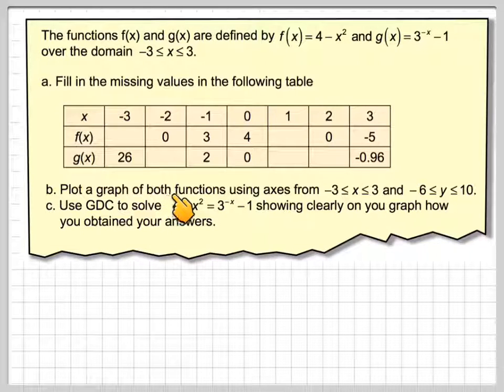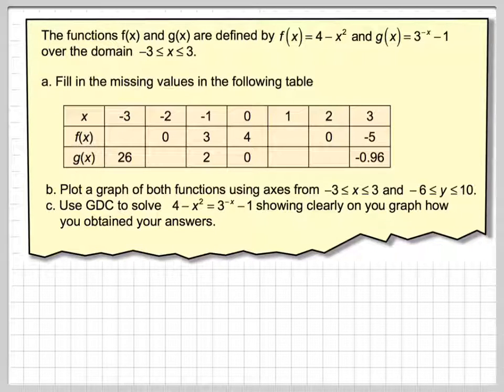Plot a graph of both functions using axes with x between -3 and 3 and y between -6 and 10. Use the GDC to solve 4 - x² = 3^(-x) - 1, showing clearly on your graph how you have obtained your answers.